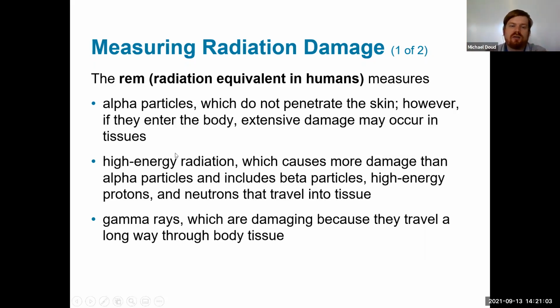There's also gamma radiation, for example. Gamma rays are damaging, and that's because they can hit anywhere in the body, because they can travel through any amount of shielding that you have, save a very thick lead or concrete shield.